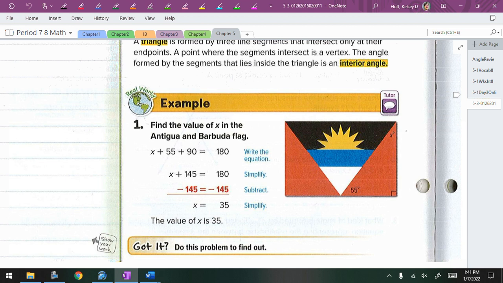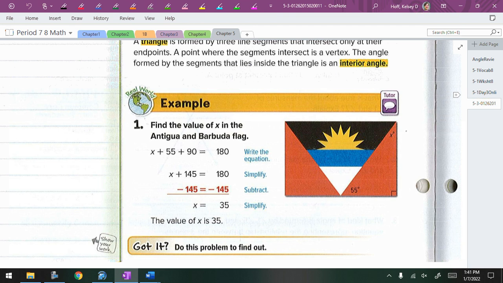They set this up as the three angles, and it's hard to see up on the screen, but your book is better. This one says 55, this one says x, and this one has a square, which means what? It's a right angle. How many degrees in a right angle? 90. So they said angle x plus angle 55 plus angle 90, the three interior angles, equals 180. Combine like terms, 55 and 90 gave me 145. Subtract 145 from the other side. Then I know the missing angle is 35 degrees.